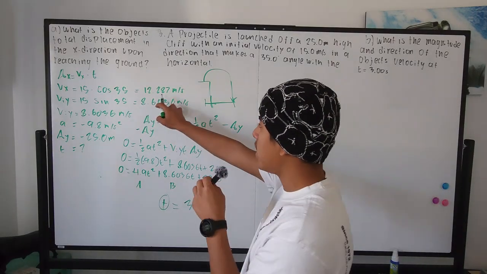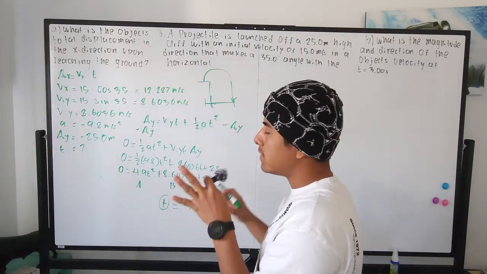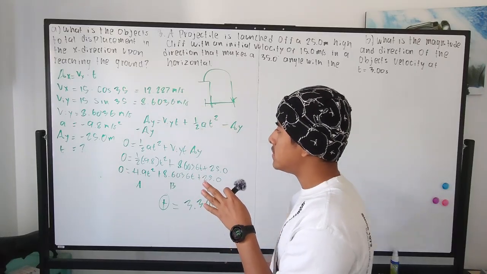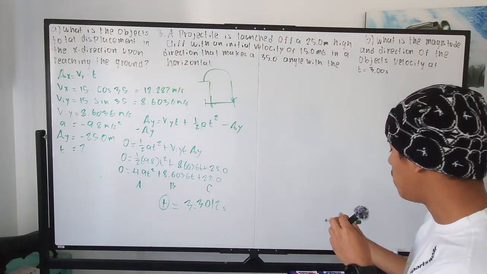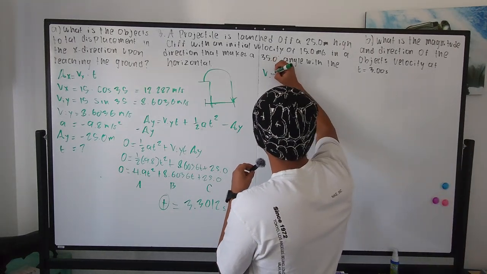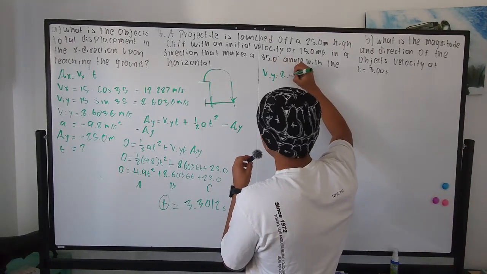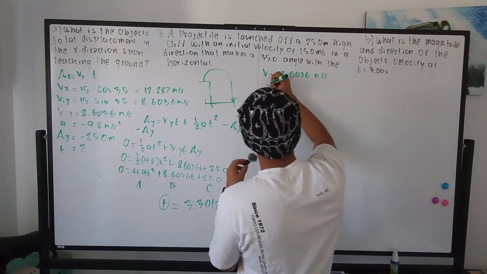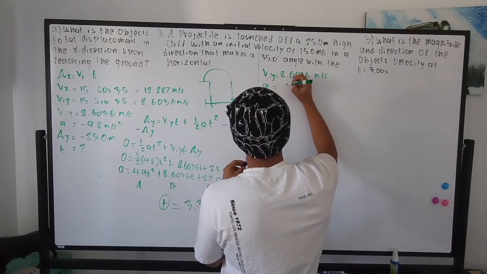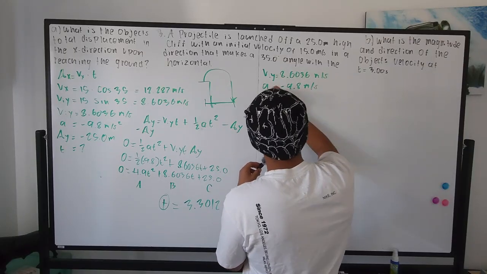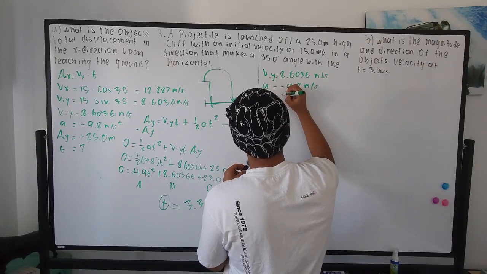Again, the velocity in the x doesn't change. So we have this. Now we just need to solve for the final in the y. So we have the velocity initial in the y is equal to 8.6036 meters per second. We know that the acceleration is equal to g, which is negative 9.8 meters per second squared. And then the velocity final is what we're trying to find.